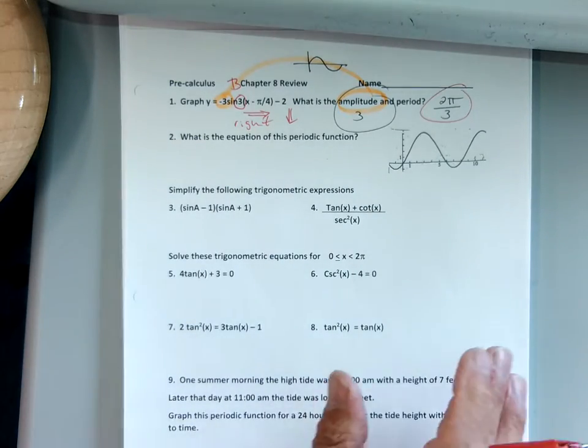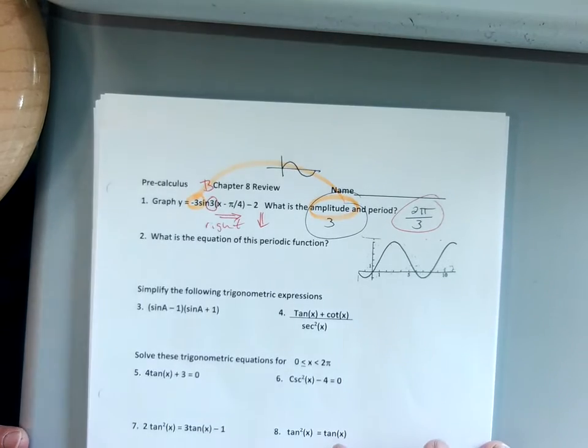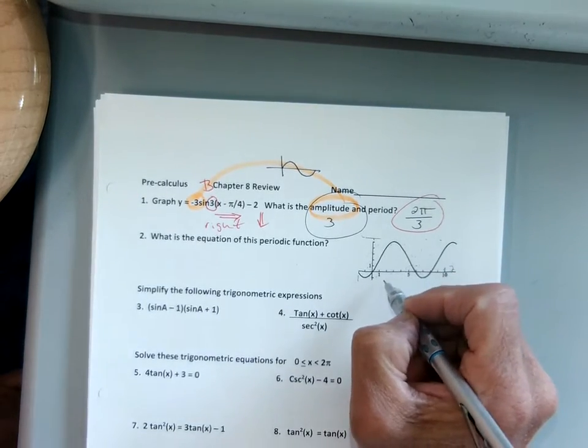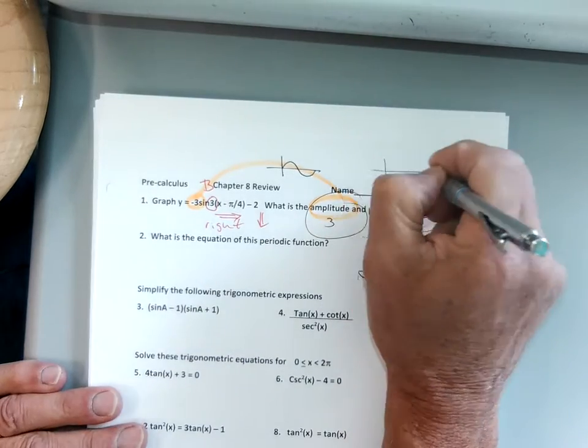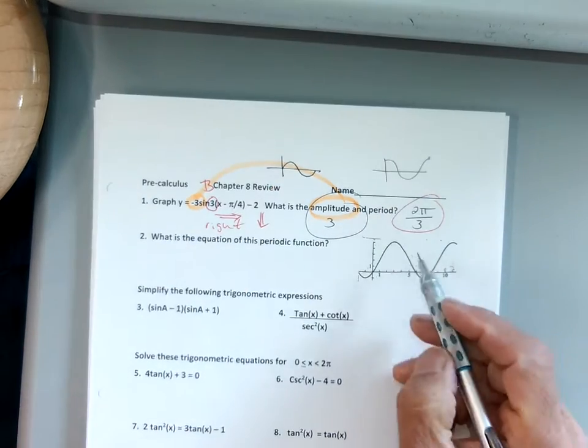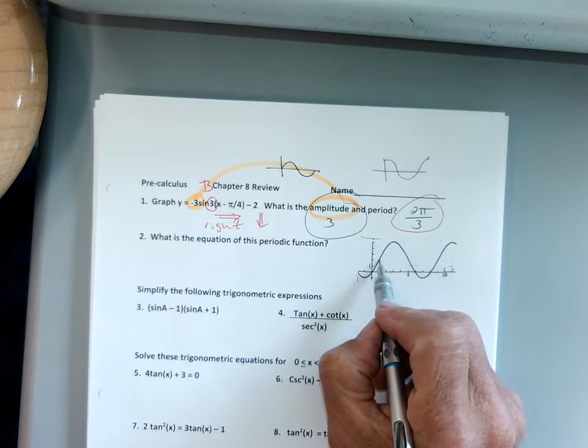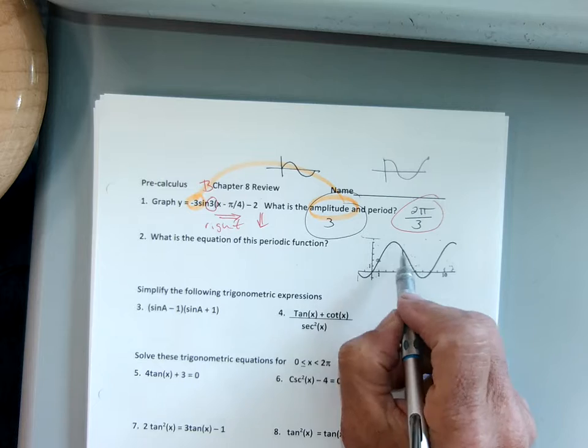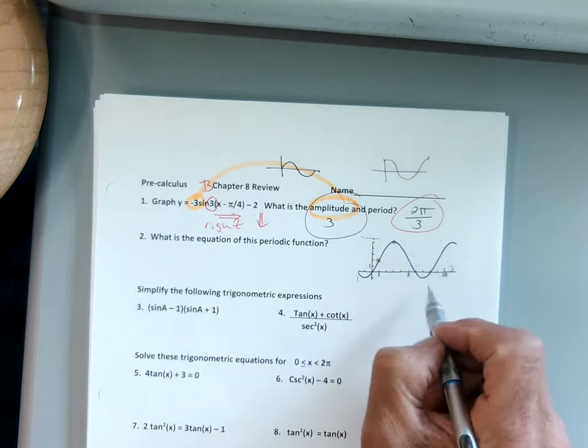Let's take a look at 2. All right, what's the equation? So first of all, we've got to ask ourselves, is it a sine or cosine? Well, for me, we could probably call it a sine if we start here. We could call it a cosine if we start up here, okay?